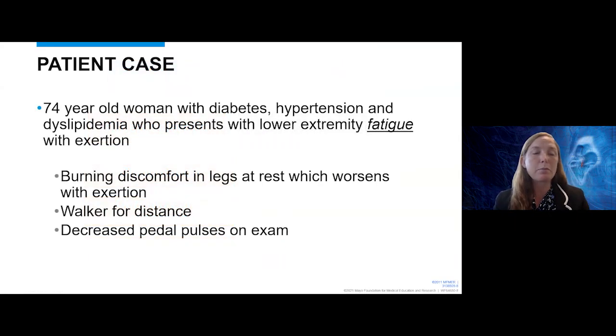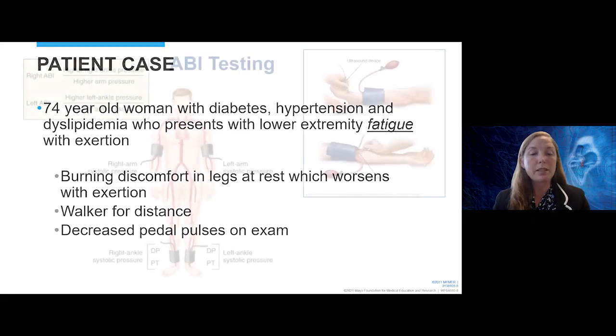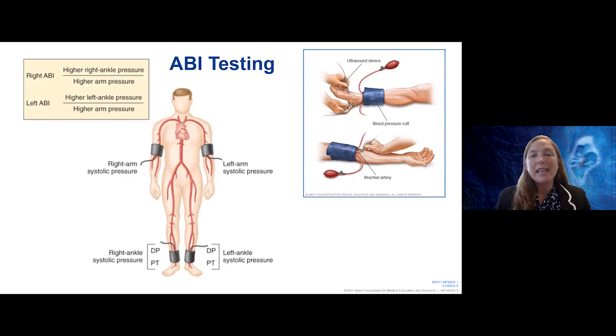So we'll just start with a brief patient case. A 74-year-old woman who has diabetes, hypertension, and dyslipidemia presented with lower extremity fatigue with exertion. She wasn't having leg pain per se, but her legs just felt very tired. She did have some burning discomfort in her legs at rest that did worsen with exertion. She had to use a walker for walking distance, and on physical exam, she had decreased pedal pulses. And so with those decreased pedal pulses and risk factors for PAD, we wanted to do ABI testing.